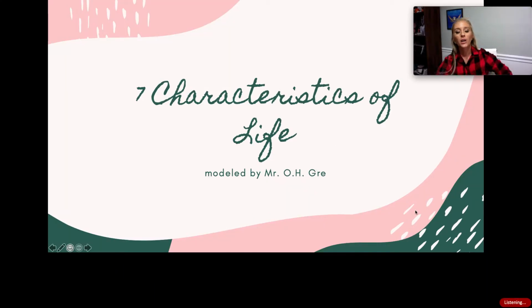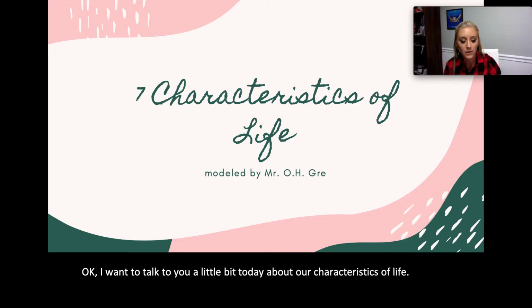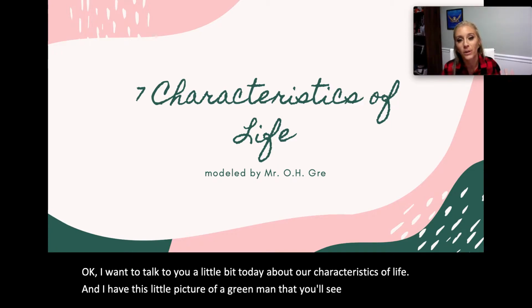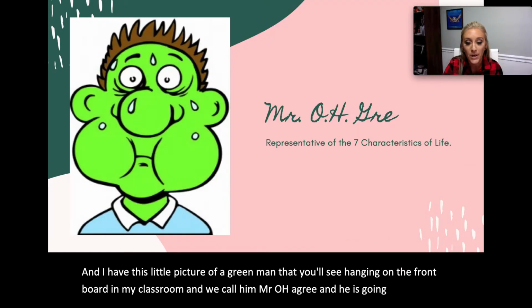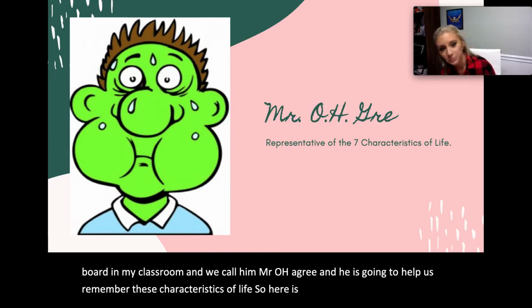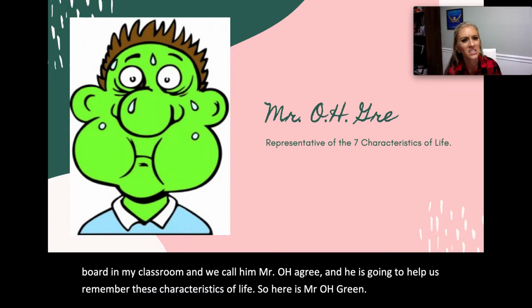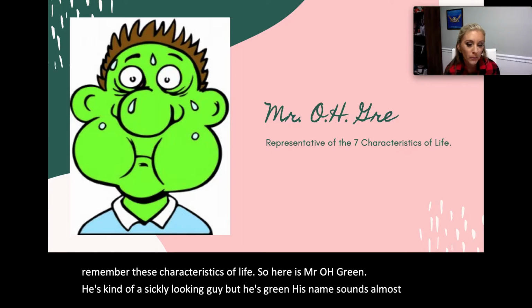Okay, I want to talk to you a little bit today about our characteristics of life. And I have this little picture of a green man that you'll see hanging on the front board in my classroom, and we call him Mr. OHGRE, and he is going to help us remember these characteristics of life. So here is Mr. OHGRE. He's kind of a sickly looking guy, but he's green. His name sounds almost like green, so that's where the picture came from.